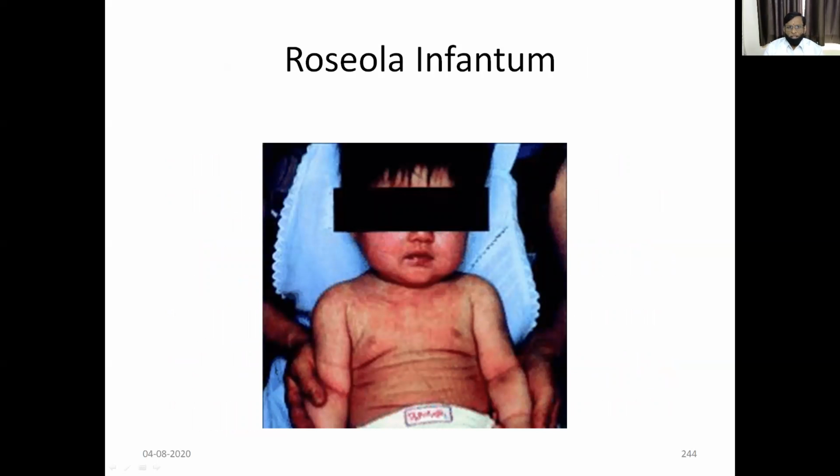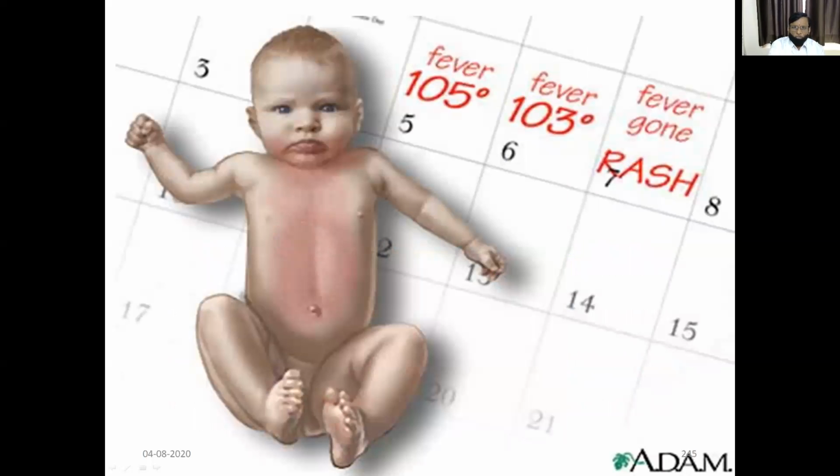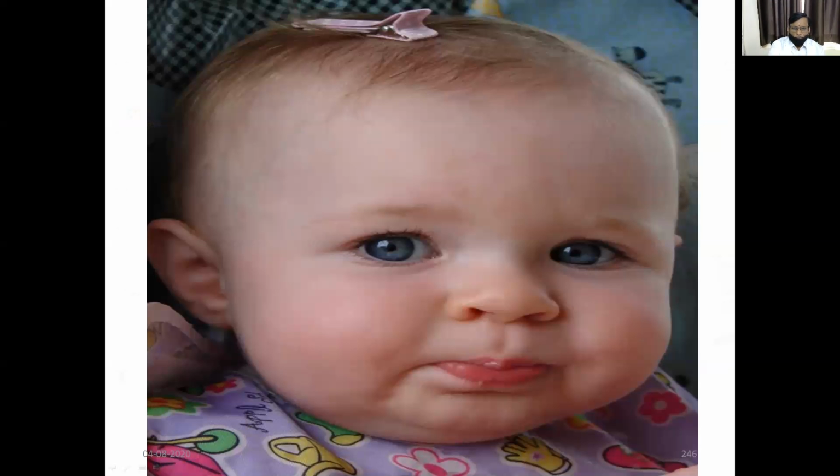This is roseola infantum, where you can see rash all over the body. Roseola infantum with high temperature. You can see the rash on the cheeks and on the body.